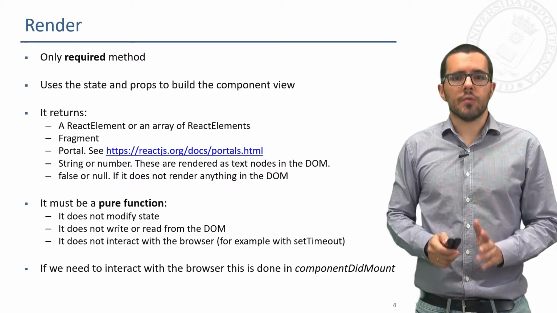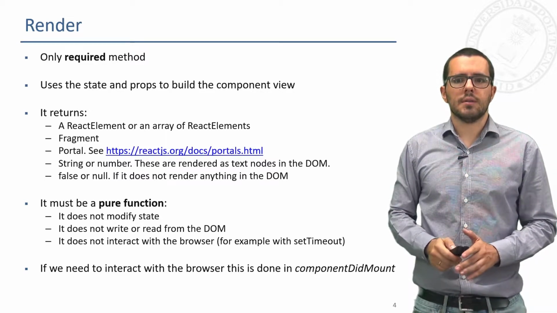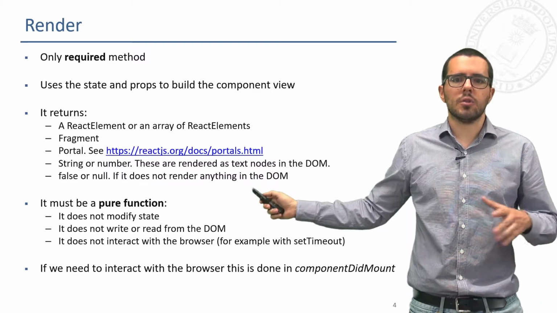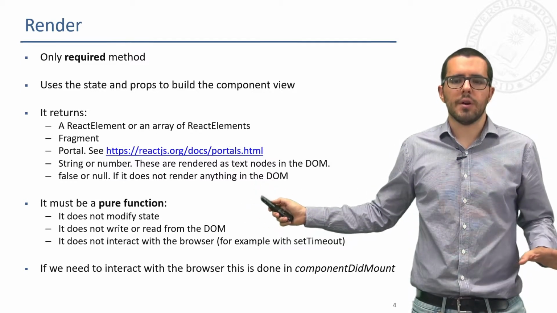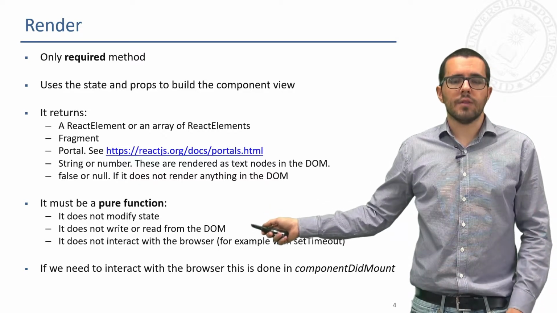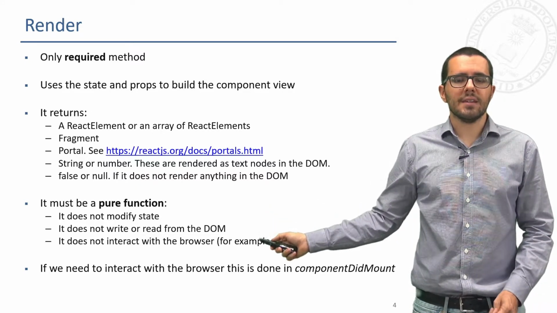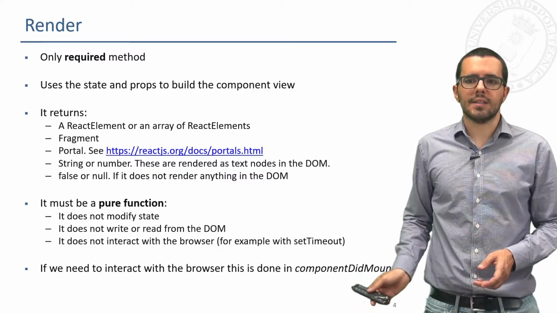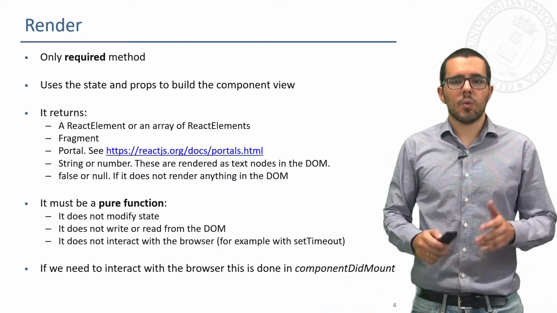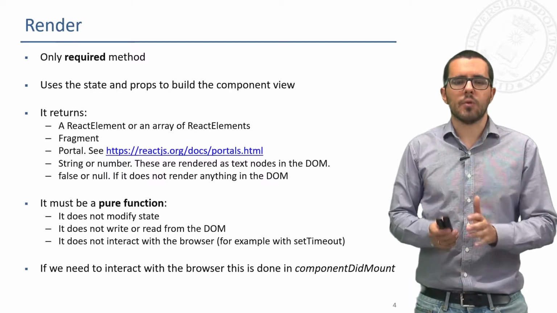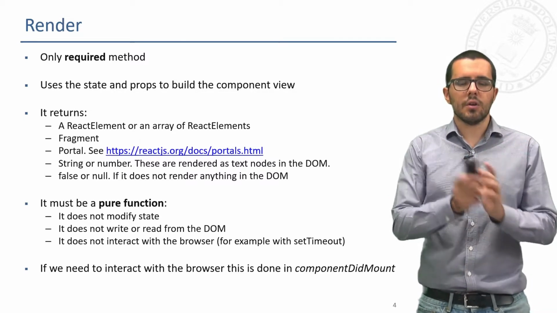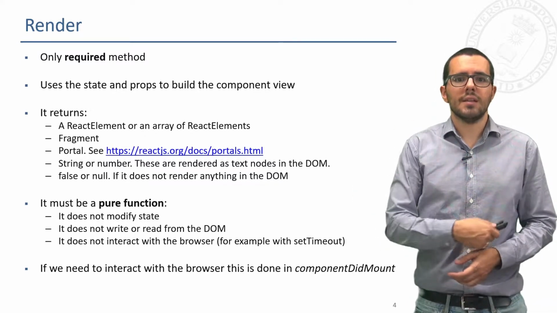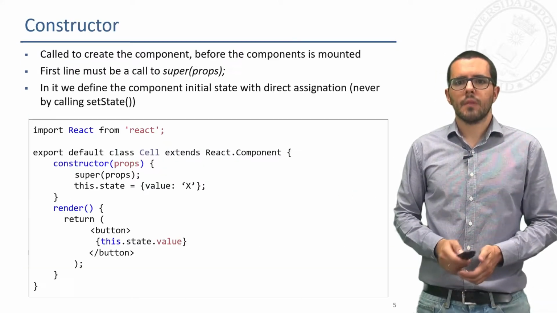Render must be a pure function. This is very, very, very important. Why? Because it does not modify state, not directly, not through setState, no, never. It does not write or read from the DOM, and it does not interact with the browser. If we want to do that, we will do that in the componentDidMount method. In render, it must be a pure function. Just return and do not modify anything outside, do not interact with anything, okay?